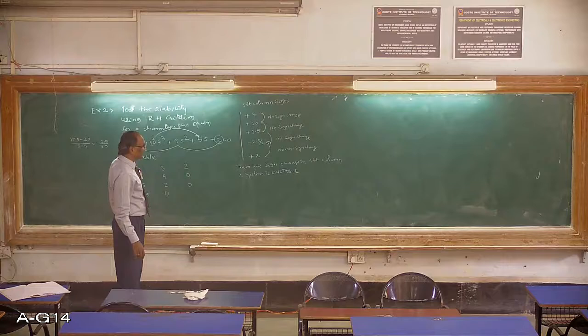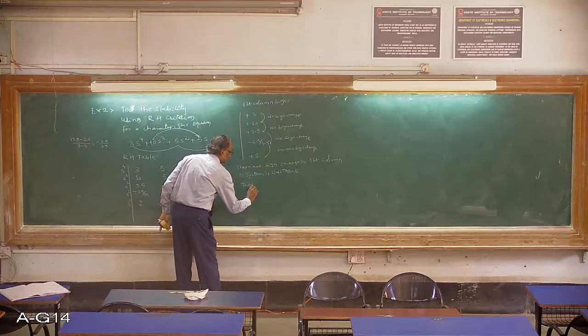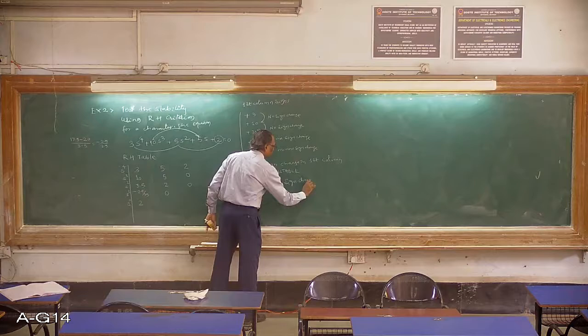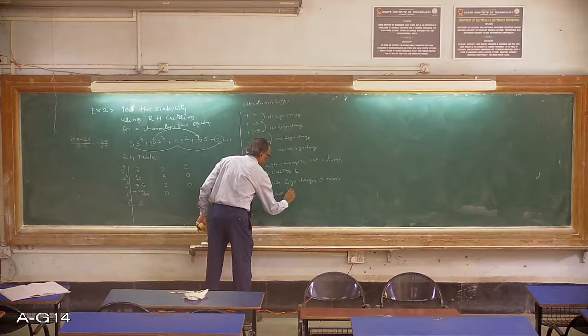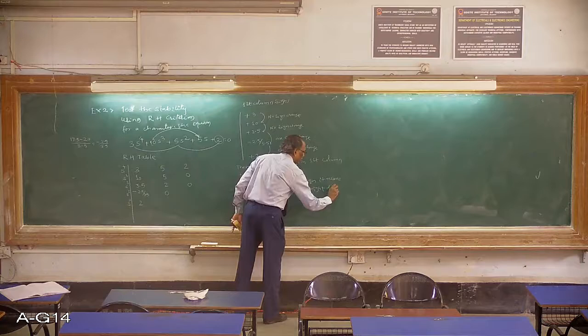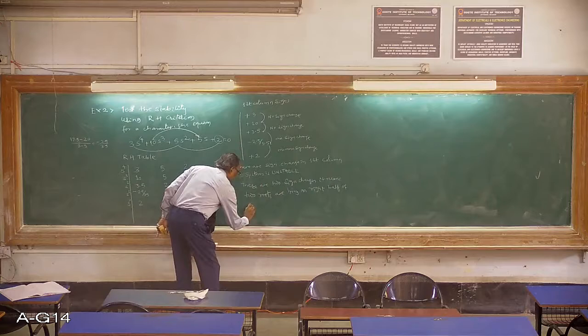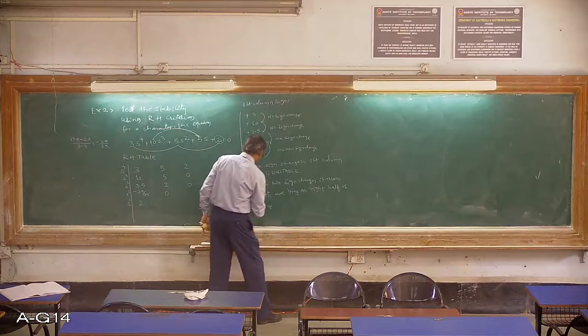Now, from this sign change, there are 2 sign changes. It means 2 roots are lying on the right half of the S plane. So, 2 roots on the right half of the S plane.